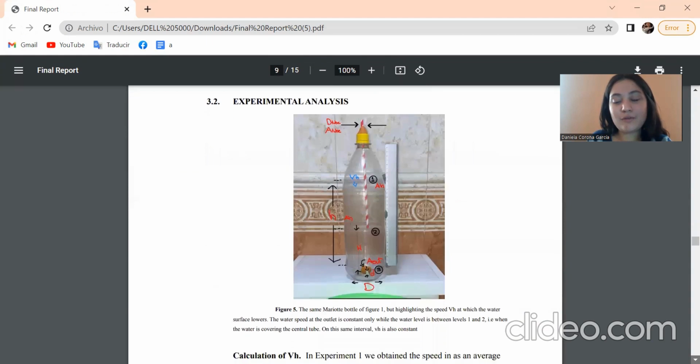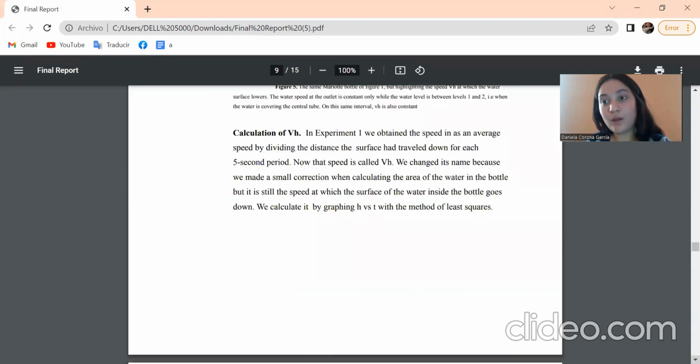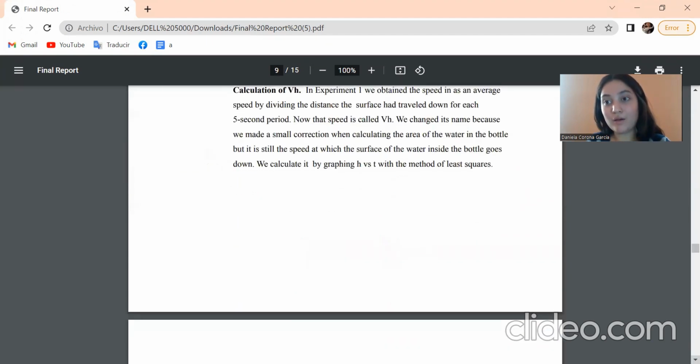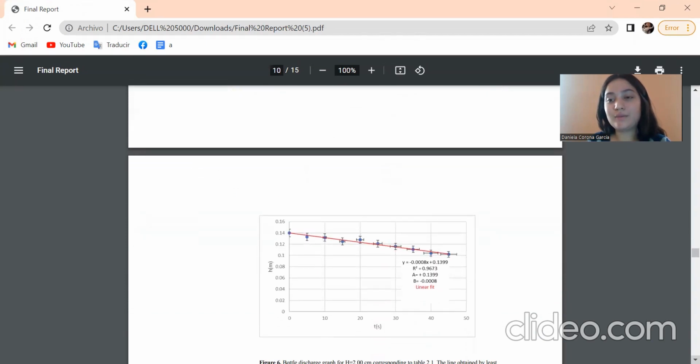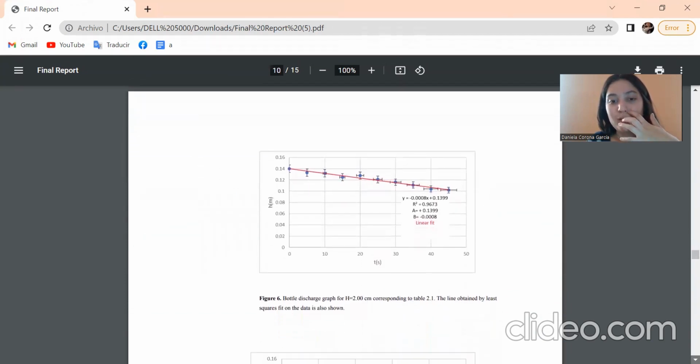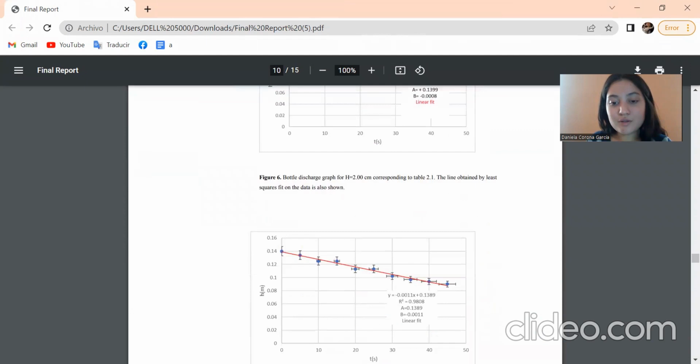Then for the experimental analysis is where we are going to apply the method of the squares. In order to do so, we used Excel.